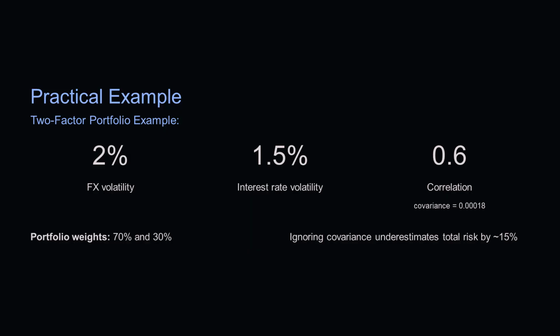If you assumed independence, the variance would be only 0.000216, or about 1.5% standard deviation. That means ignoring covariance underestimates total risk by roughly 15%. That's the cost of ignoring dependence. That's the power of multivariate analysis.